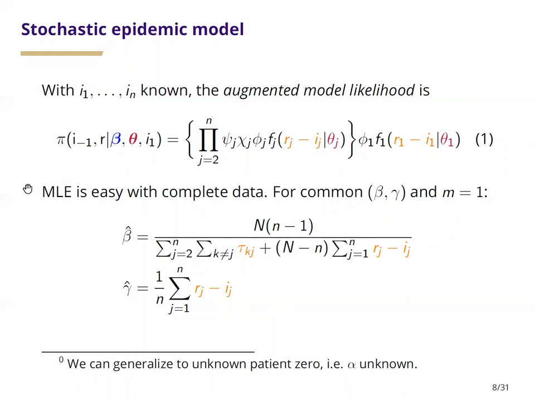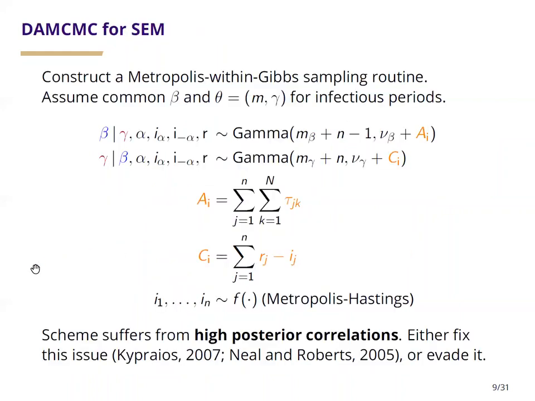Now with Formula 1, maximum likelihood estimation is easy. We'll just take a log, take a derivative, set equal to 0. And this is for, say, a common infection rate beta and removal rate gamma. Here are those explicit values. And this is with the complete data where we have infection times. Now, in practice, we don't have infection times. So how a Bayesian would do this is with data augmented Monte Carlo Metropolis Hastings.